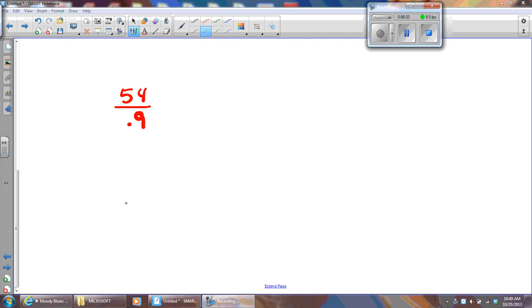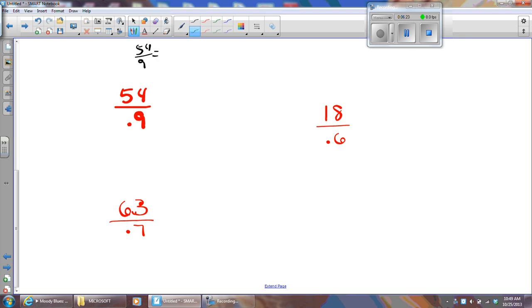And let's do 63 divided by 0.7, and then let's do 18 divided by 0.6. Okay, well, 54 divided by 9 is 6, right? 54 divided by 9 is 6. My denominator got smaller, my numerator's got to get larger, that'll be 60.